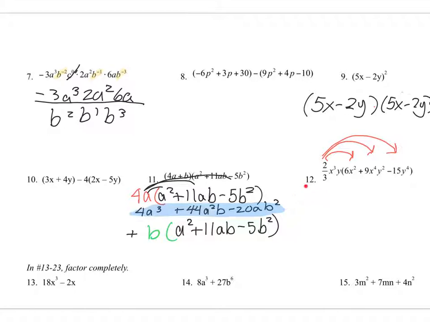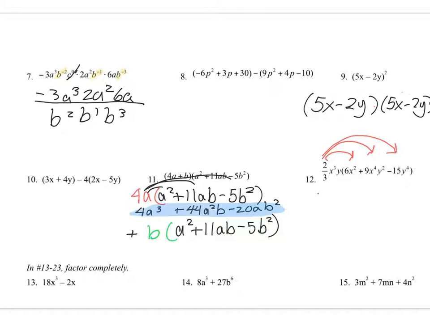Okay, for this next problem, take the time to see what you notice. I have a term on the outside, and it's being multiplied by everything on the inside. That's actually what we need to do. So we're going to take 2/3 x to the third y and multiply it times 6x squared. And when we do that, 2/3 of 6 is 4. So 2/3 of 6 would give me 12 over 3, which would equal 4.